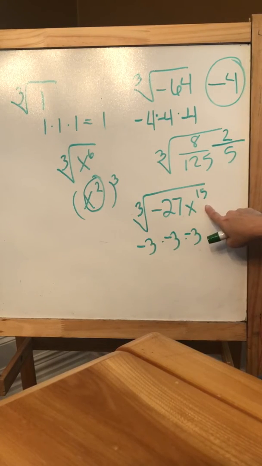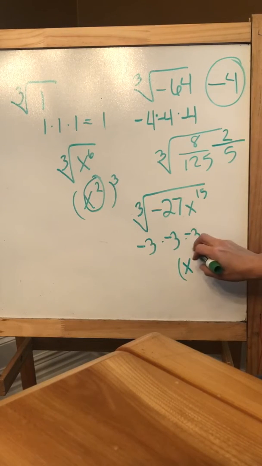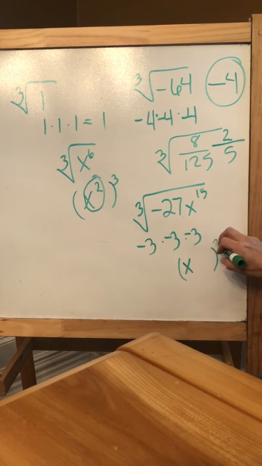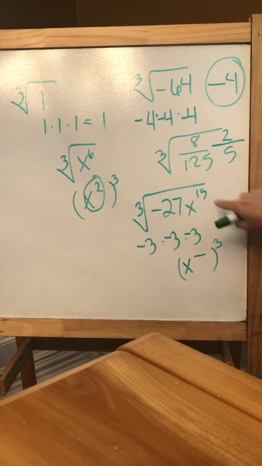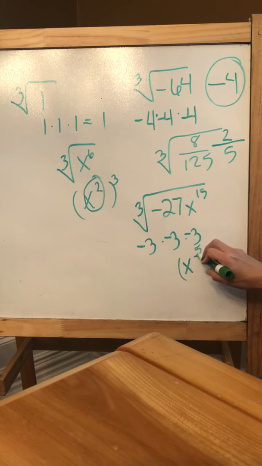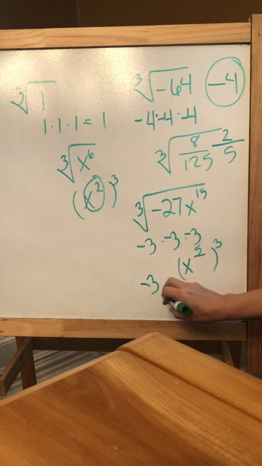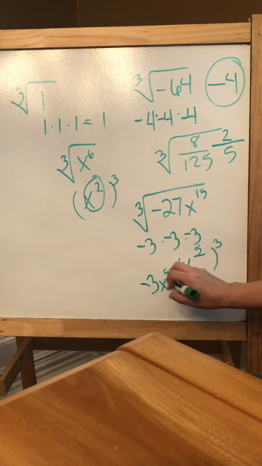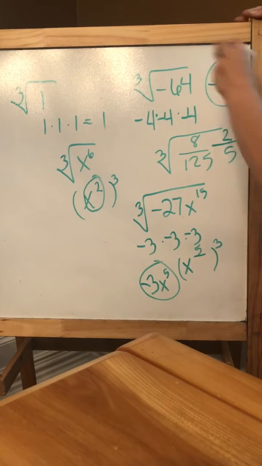How about this one? We'll have an exponent of something here, taken to the 3rd, and we need this value to get us to 15. So that's going to be x to the 5th. So your answer is going to be negative 3x to the 5th. Okay? Okay, so let's try some practice problems now.